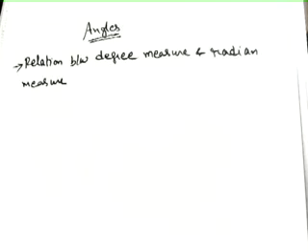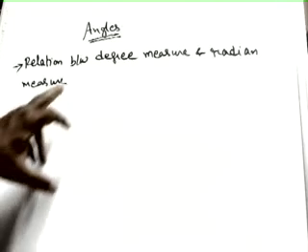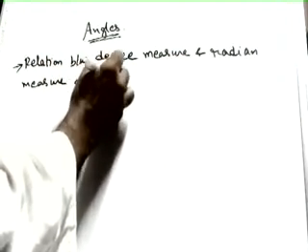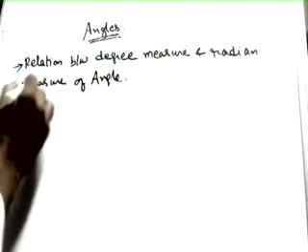Inshallah, in today's class we are going to deal with the relation between angle measurements, that is degree measurement and radian measurement. The relation between degree measure and radian measure of an angle. So we will see what the relation is.